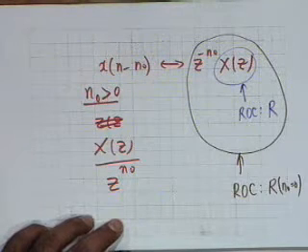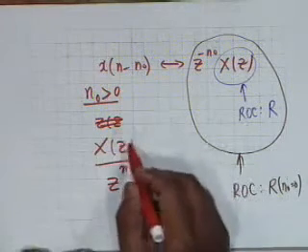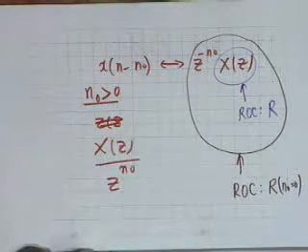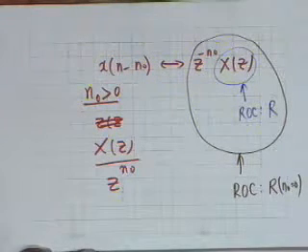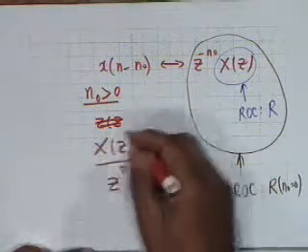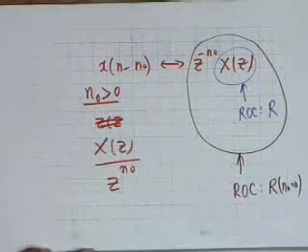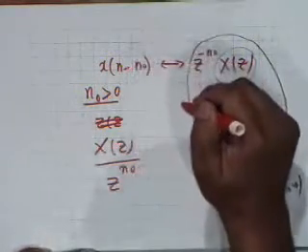One has to be careful about this. One can't say this very definitely unless you know what is capital X of Z. For example, capital X of Z might have some zeros at the origin, might have the same number of zeros, and therefore one has to be very careful about specifying the ROC of the shifted sequence.